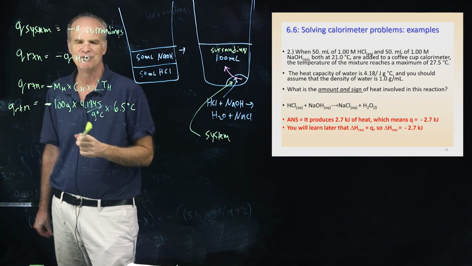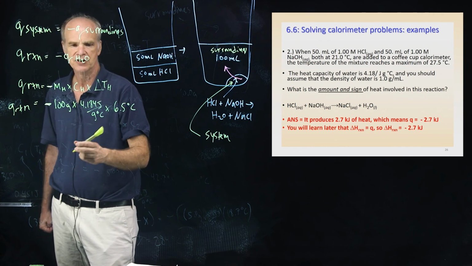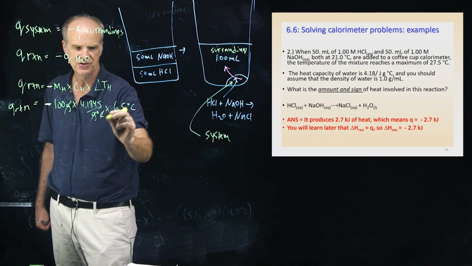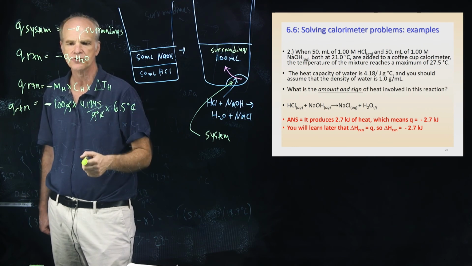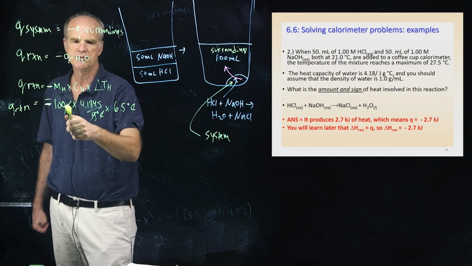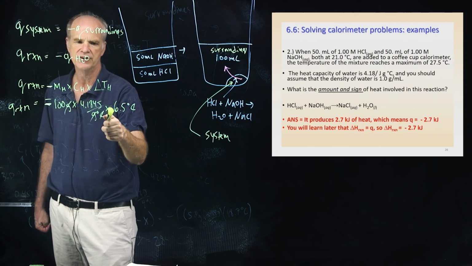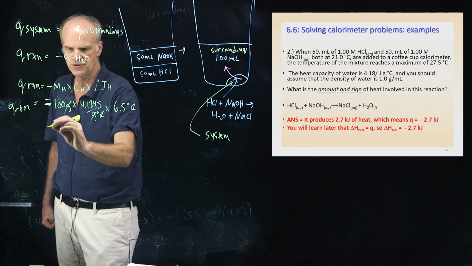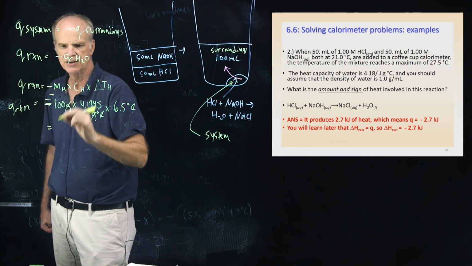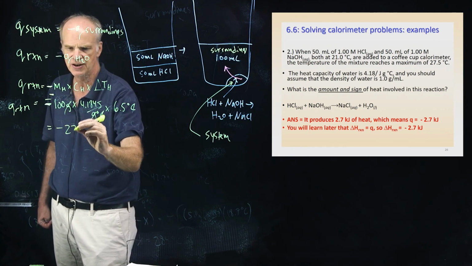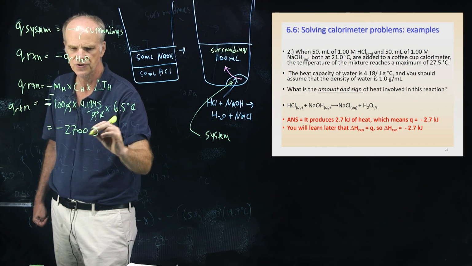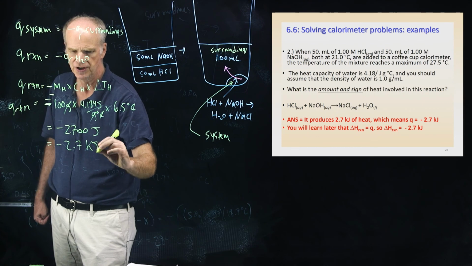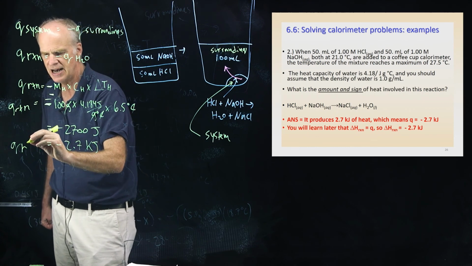Okay, so anyway, what will be the answer? We can first cancel out units. Grams will cancel out. Degrees Celsius will cancel out. So we'll have an answer in joules. The answer should be 100 times 4.184 times 6.5, and this is a negative, right? So it's going to be equal to negative 2,700 joules, which is equal to negative 2.7 kilojoules. So this is the heat of the reaction.